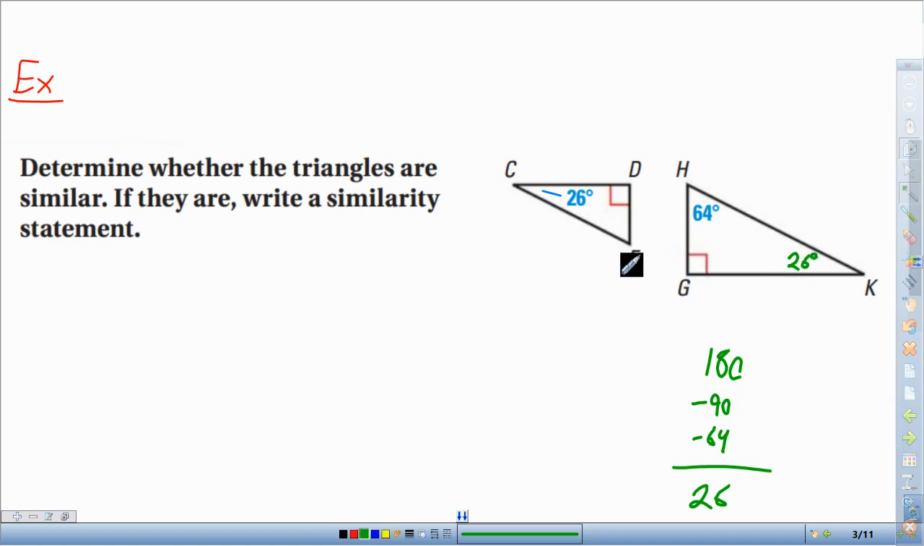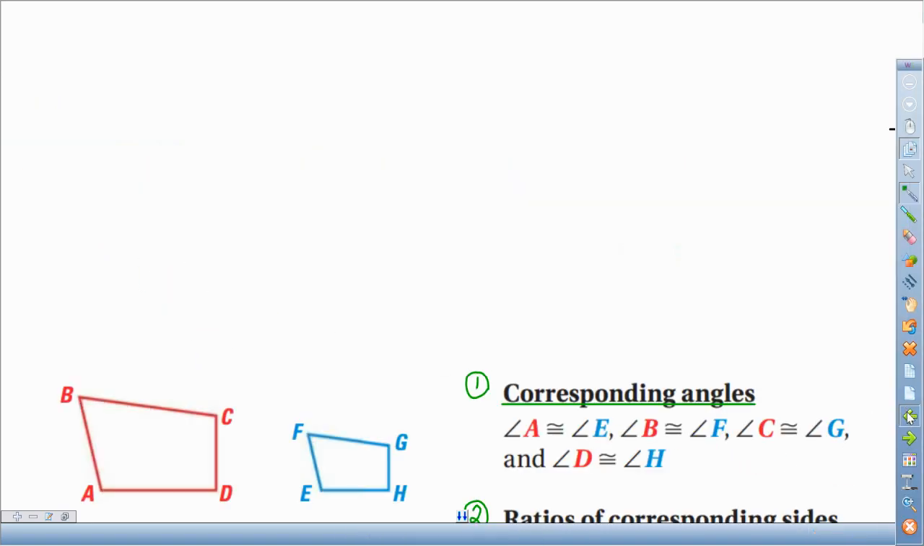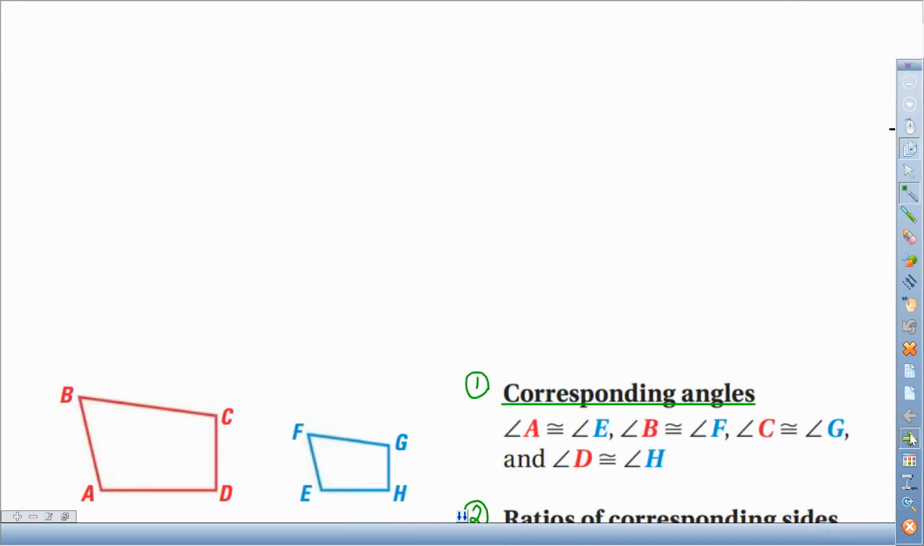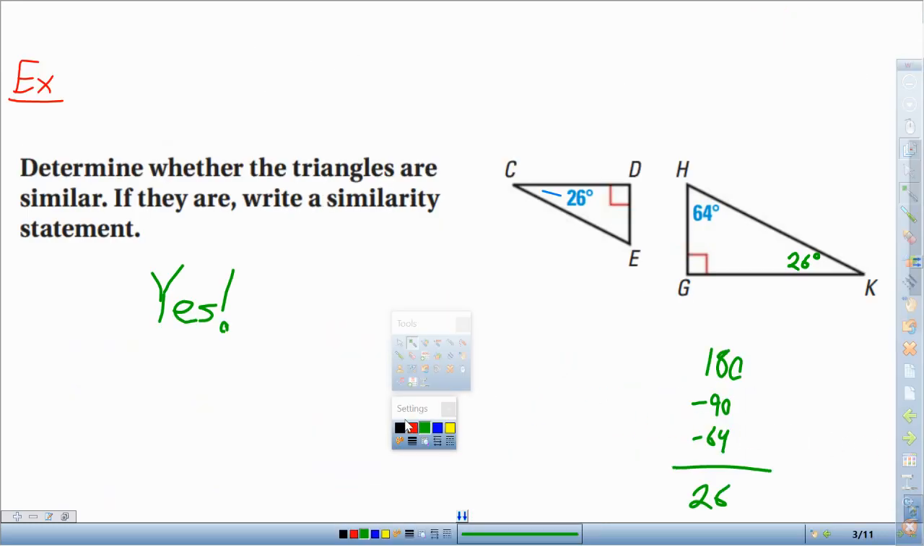Since now I have another pair of corresponding angles that are congruent, I can say that yes, these triangles are similar. So we just figured it out. The answer, yes, they're similar. If they're similar, they want us to write a similarity statement. Just a little reminder, this is a similarity statement saying one triangle is similar to another. Remember that little squiggle line is shorthand for similar. Just remember when you do this, you need to follow the same pattern on both triangles.